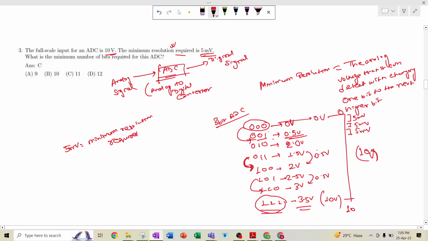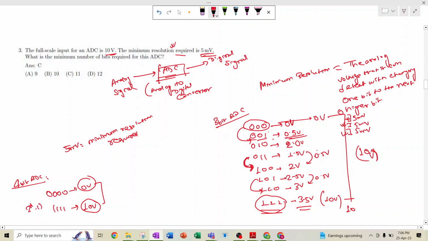So now how many bits are required? We need to find out how many levels there are from 0 volt to 10 volt, right? Suppose it is a 4 bit ADC. In the 4 bit ADC, 0000 refers to 0 volt, and 1111 refers to 10 volt. So here, if the question asks what the resolution is, how can you determine it? It is this full scale voltage minus this voltage, divided by how many levels there are.